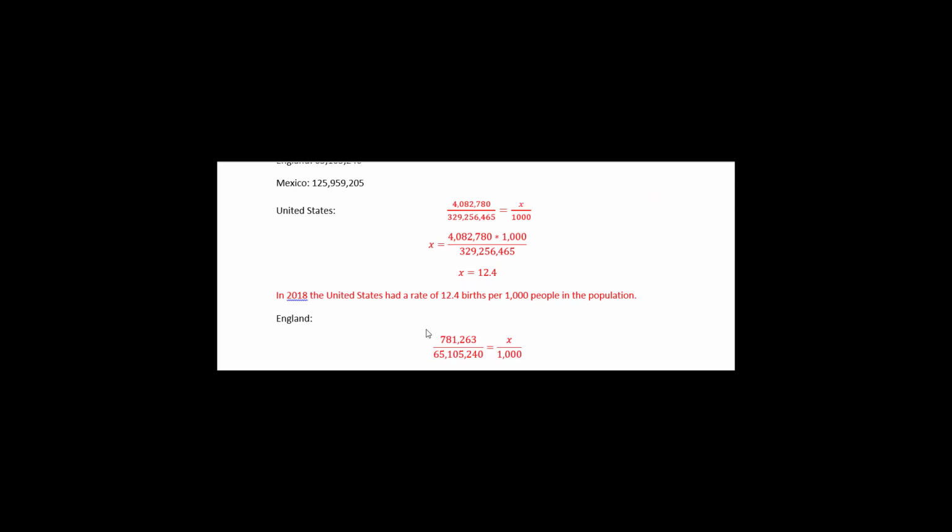So this one looks at, I think it's the United States. Yes, it's the United States. That's the United States births, the total population, cross multiply and divide, and we get 12.4. Now we scale this to 1,000. So there's 12.4 births per 1,000 people in the population.